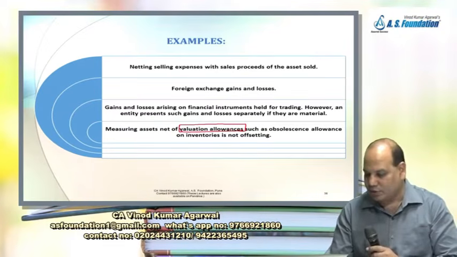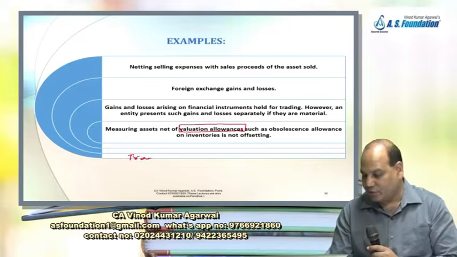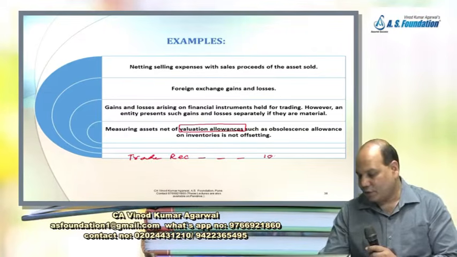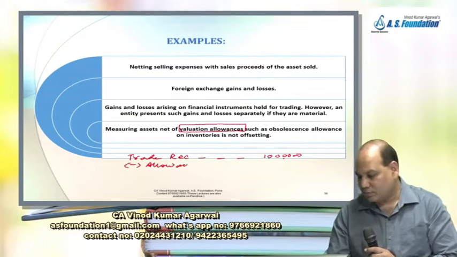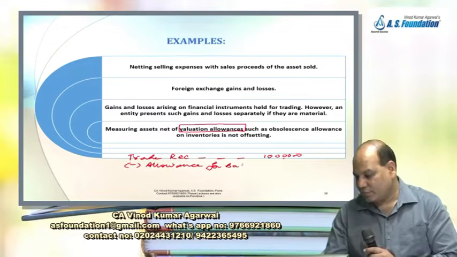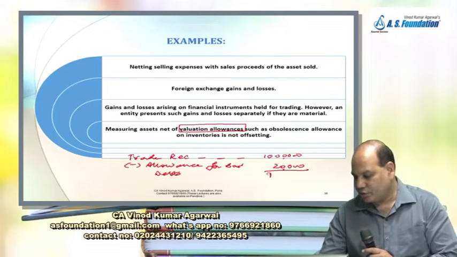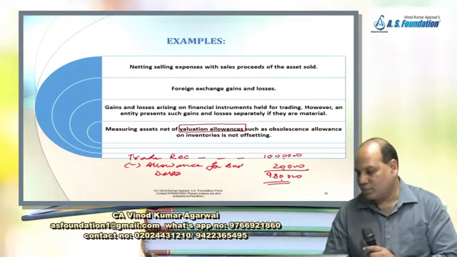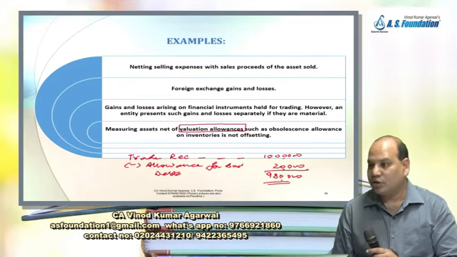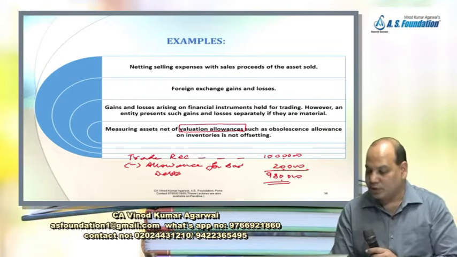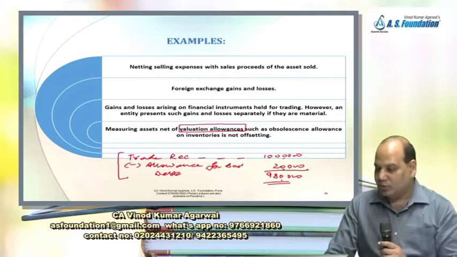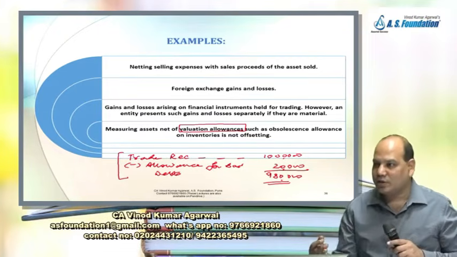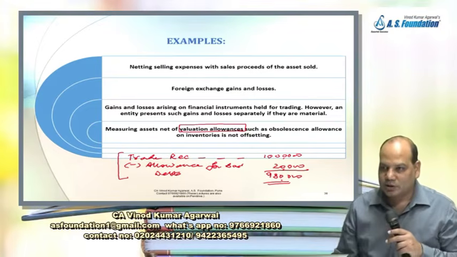Let us put a simple example. Instead of inventory, you have trade receivable 10 lakh, less allowance for bad debts 20,000. So this is 9 lakh 80,000. Now this is not an offset. This is not an offset. This is a presentation of the respective asset in the financial statement. Offset means when we are setting off an asset against a liability, or an income against an expense.